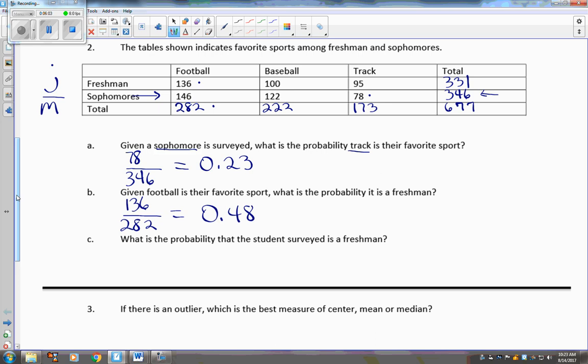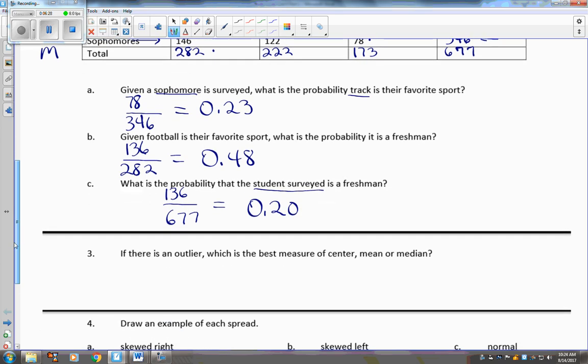And the last one, what is the probability that a student surveyed is a freshman? So this is out of all students surveyed. All the students that were surveyed is 677. So that's your bottom number. Out of all of those, how many are freshmen? So what is your total for freshmen? That would be 136. And this will give you 0.20.